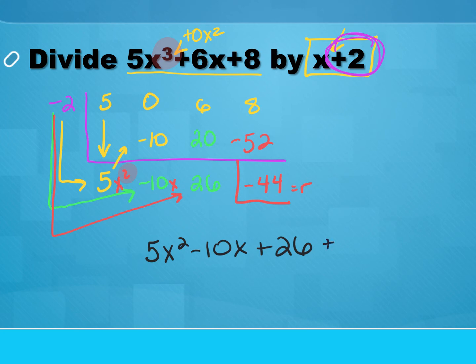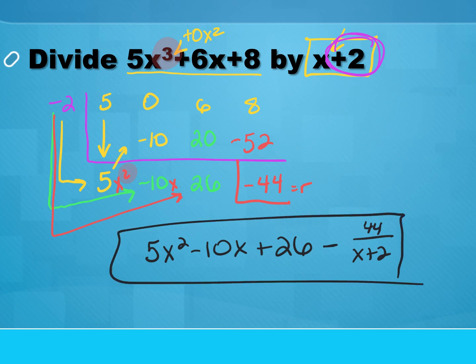Instead of writing plus a -44 over x plus 2, we bring the negative from the front to in between these two. And my answer looks like that. So the negative comes off the top, or the remainder, and it goes in between, making it a subtraction. Questions?